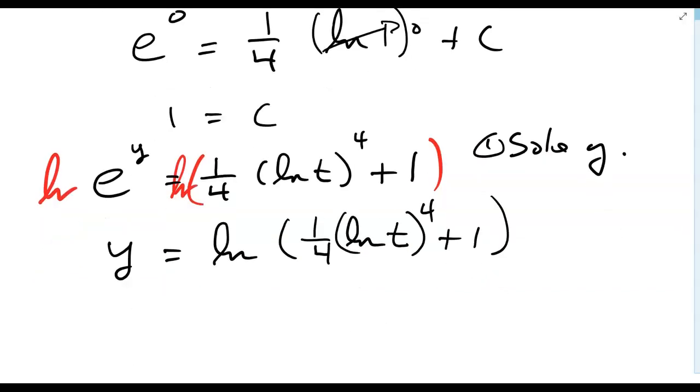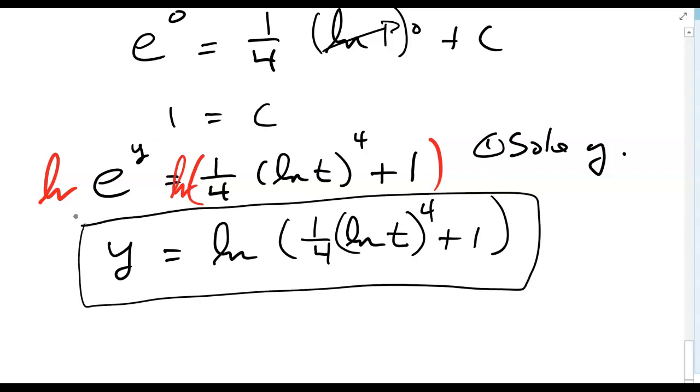And that's because this ln(t) on the inside is being raised to the fourth power. You cannot just pull the 1/4 over. You got to be careful there. So that's it. All right, that is it.